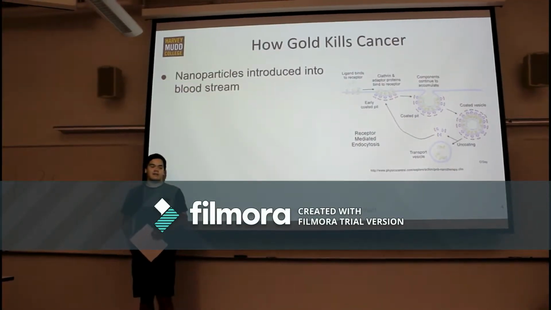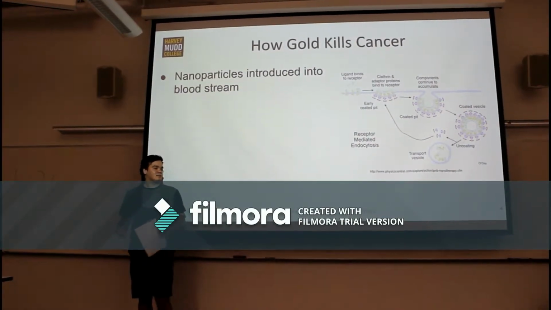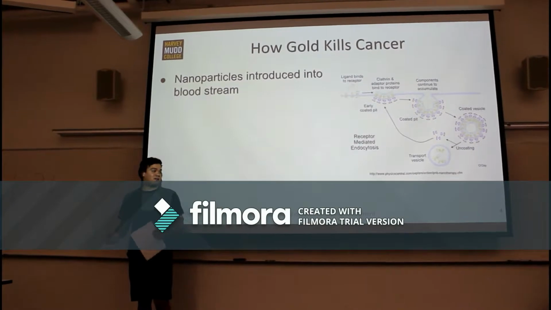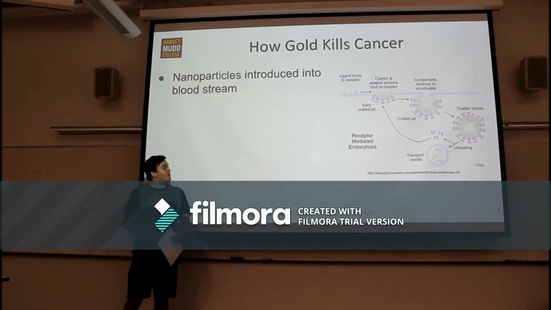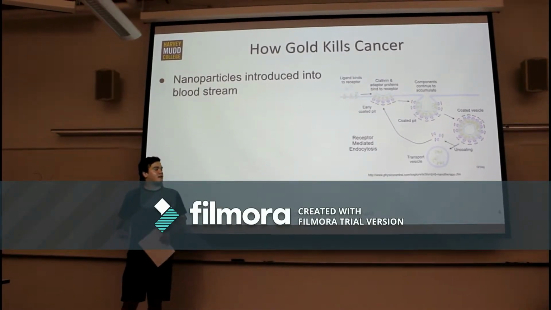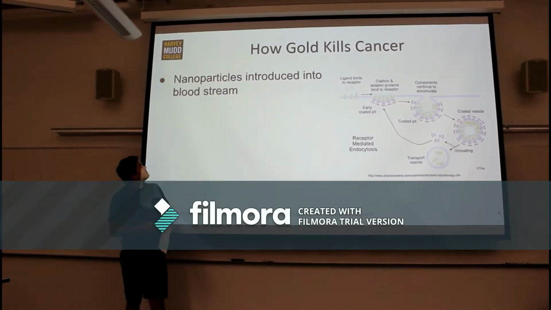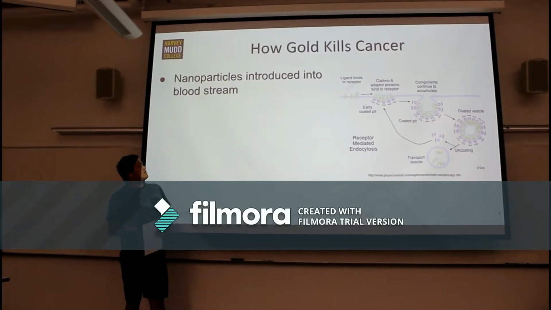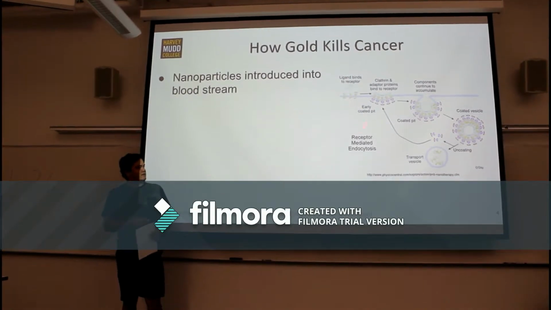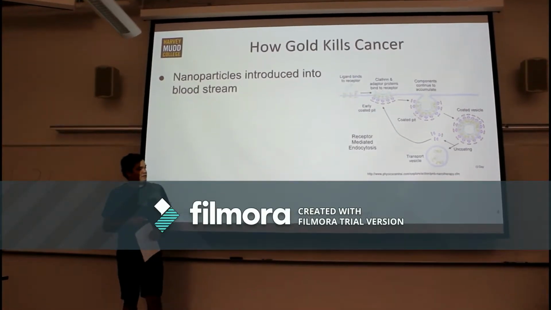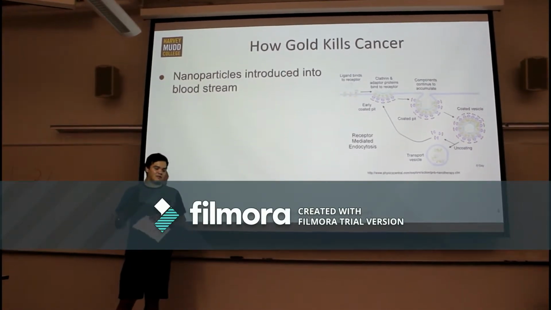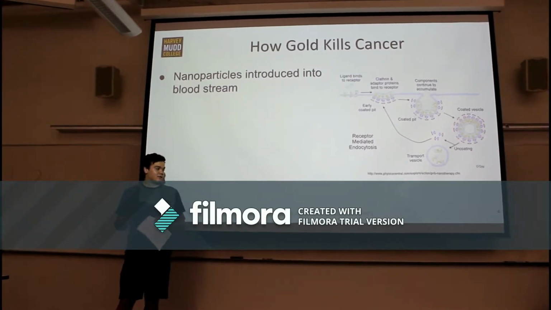Now we'll go over the exact process by which cancer is treated using these gold nanoparticles. First thing that the doctors will do is they will introduce the nanoparticles into the bloodstream, and this little diagram here shows the process of endocytosis and how these nanoparticles get into the cancer cells.